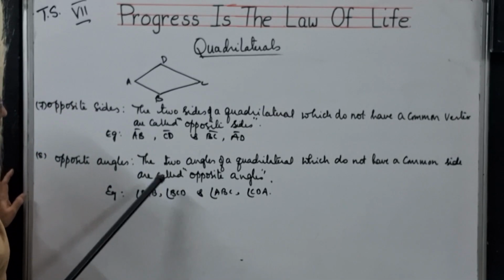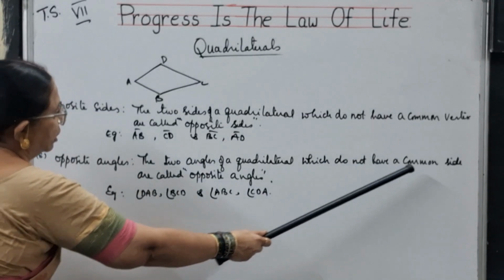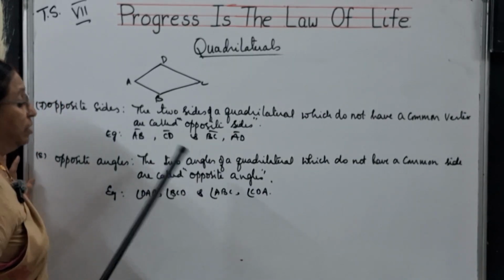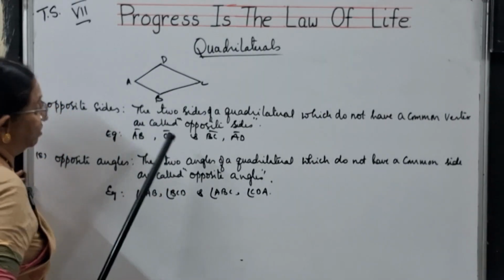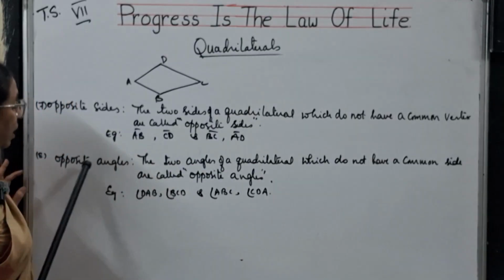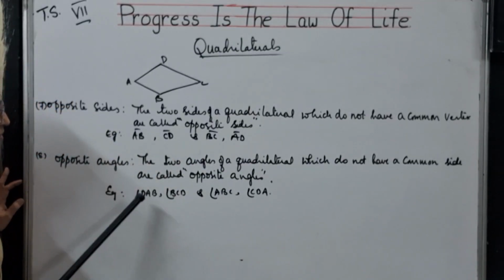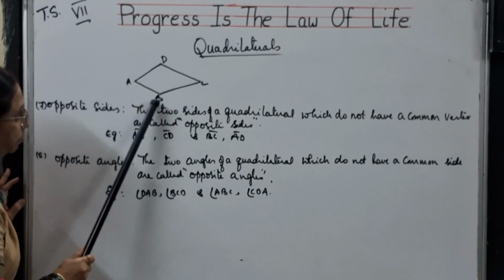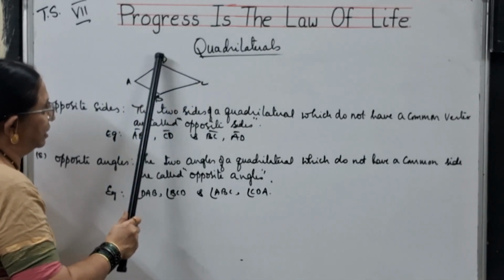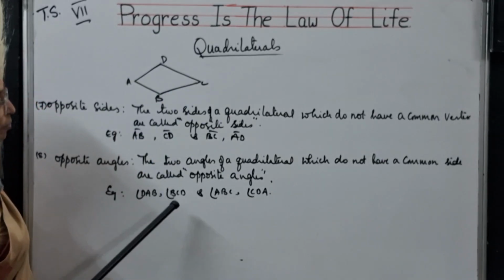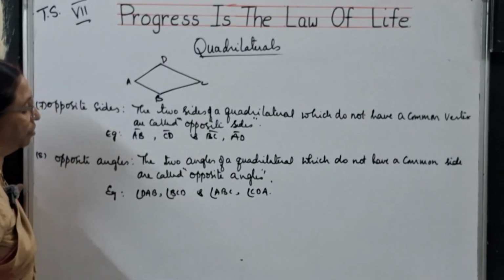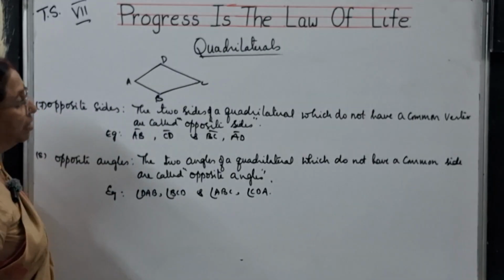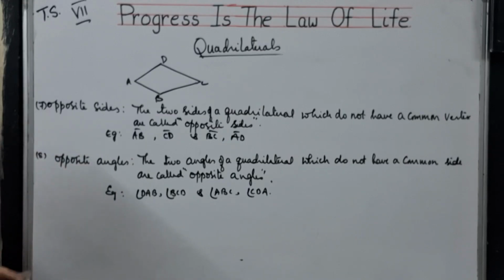Then opposite angles. The two angles of a quadrilateral which do not have a common side. Adjacent angles have a common side. Opposite angles, they do not have a common side. See, first one, angle DAB and angle BCD. They are not having any common side. Similarly, angle ABC, angle CDA, they also are not having any common side. So they are all called opposite angles. So opposite sides and opposite angles. Please write down.